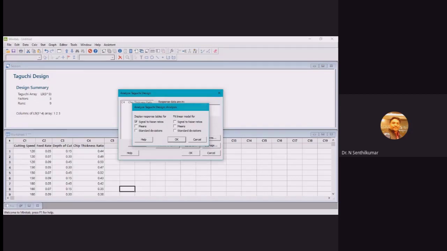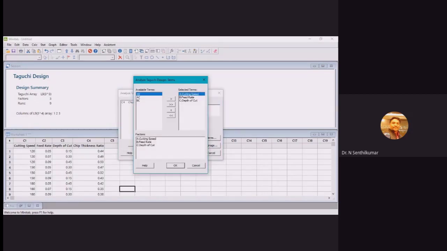Okay. Then terms. This is what Pradeep Kumar sir is asking about: why we choose L9, L18, L27. Here you can see the selected terms are A, B, C. This is the interaction effect. But in L9, I cannot select that. So I am going to move on with the selected terms A, B, C.